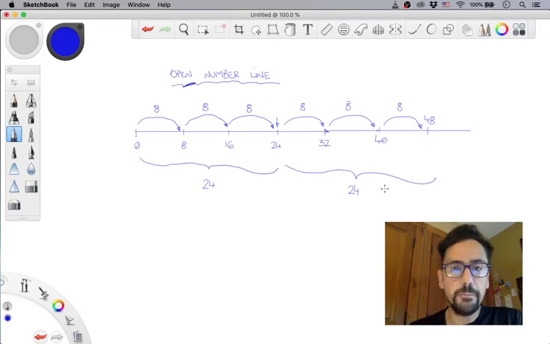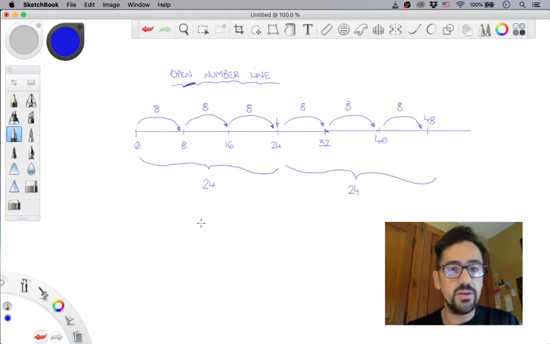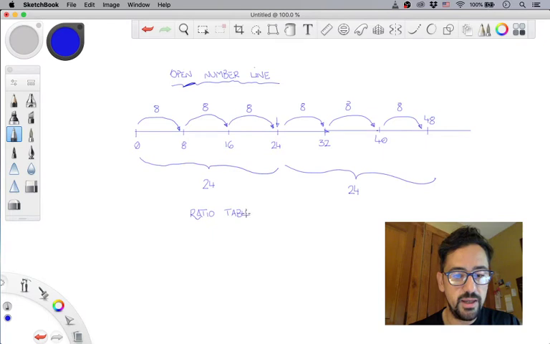Now, the second thing that I would like to show you is how this would look if I had used a different model. So let me use a second model that we're going to be using during this unit, and this is called a ratio table. I don't remember if you were introduced to this concept on Monday when you were still with us, but if you were not, we will do it right now.